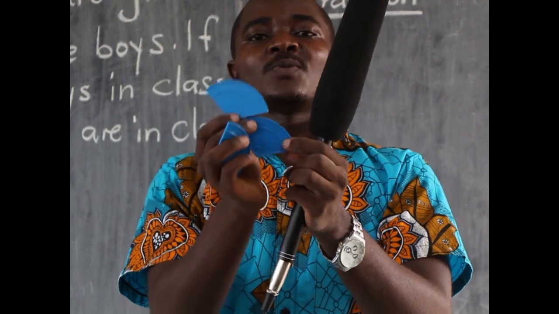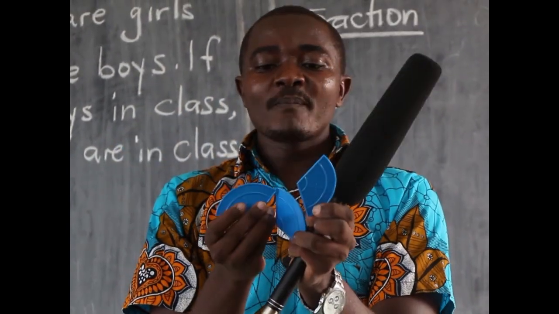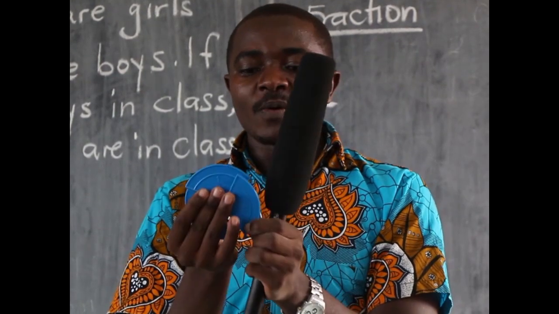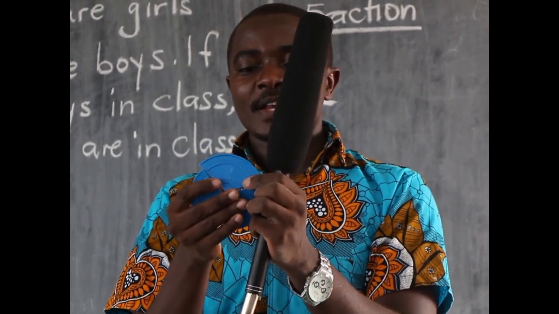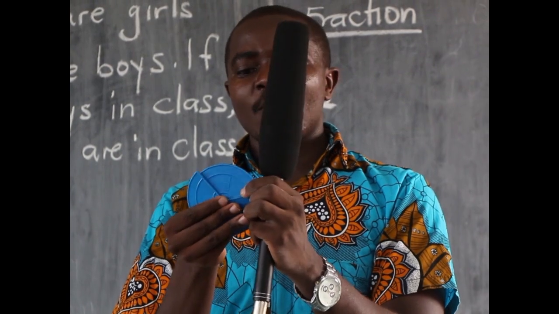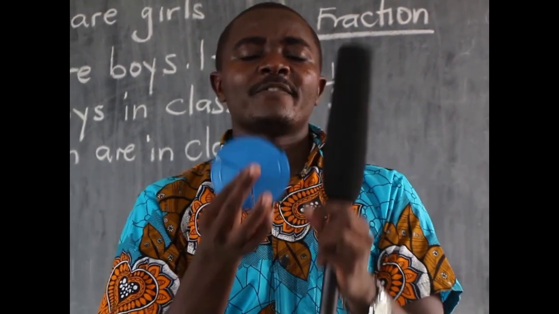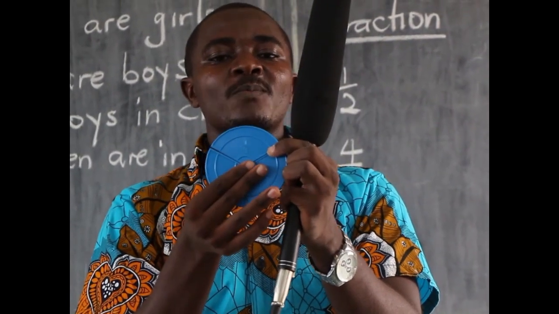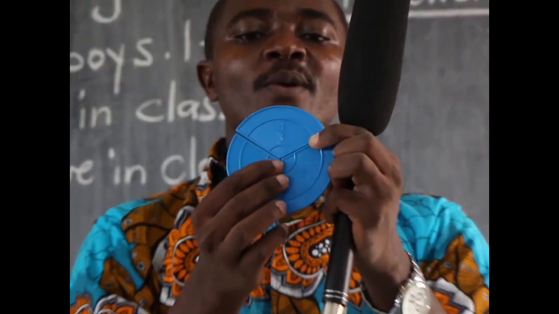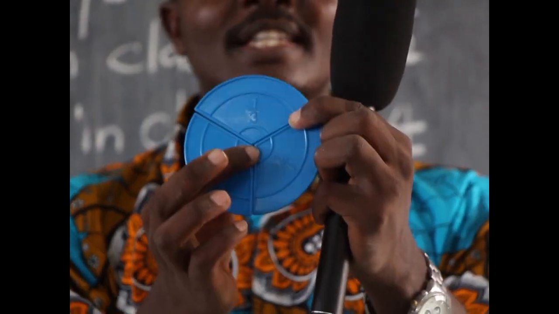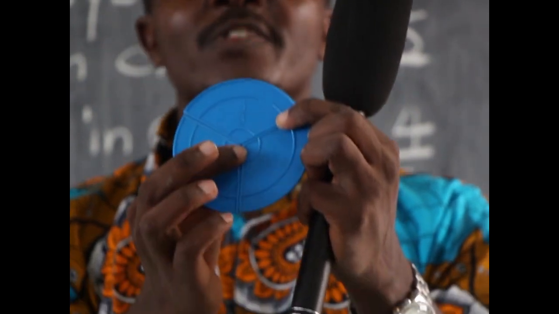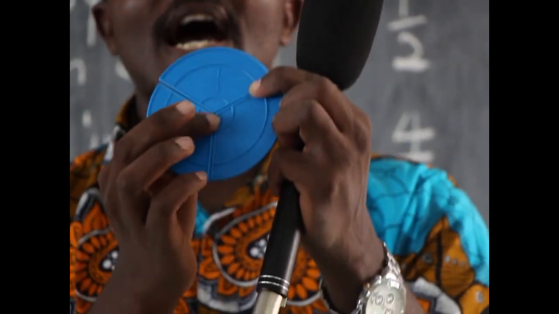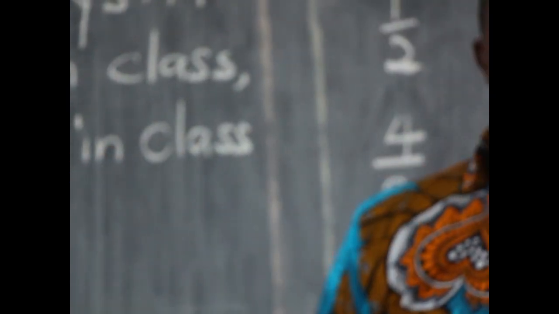So this is 1 out of 3. Even this is 1 out of 3. Even this is 1 out of 3. They all combine to form a whole. If I combine them, they form a whole. So this is what we call a fraction. And this is now my whole. So this now becomes 3 parts out of 3 parts, making a whole. So that is what we call a fraction.